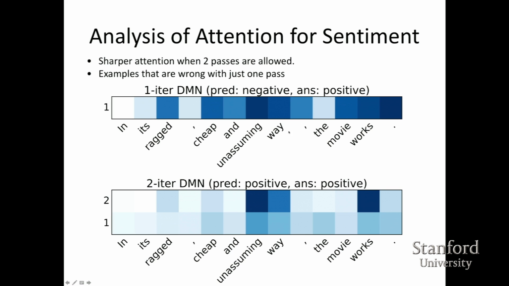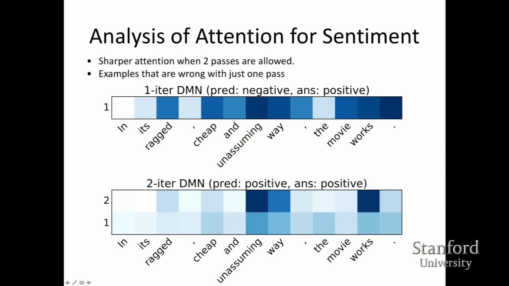And so these are the kinds of examples that you now need to get correct if you want to push the state-of-the-art in sentiment analysis. And they're kind of interesting and fun, actually. So, in its ragged, cheap, and unassuming way, the movie works. You can see in the first pass over the input, it just pays attention to all the things you would sensibly pay attention to for a sentiment analysis trained neural network, which is a bunch of adjectives, right? Ragged, cheap, unassuming, a little bit of way, and so on.